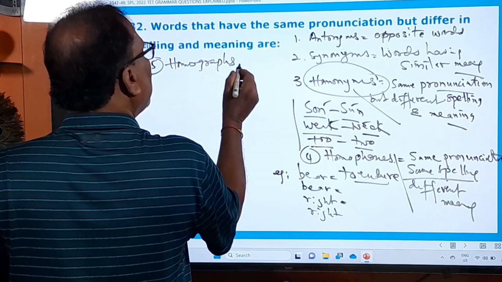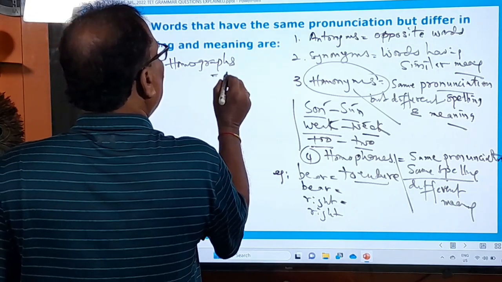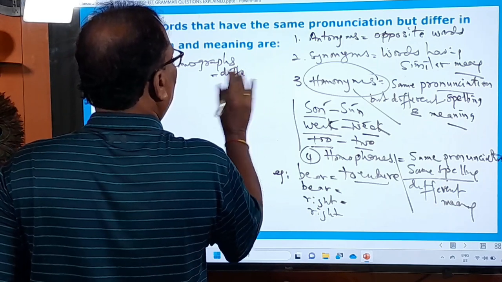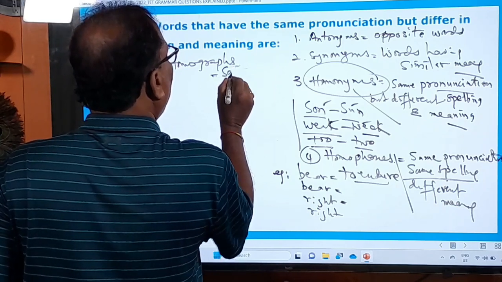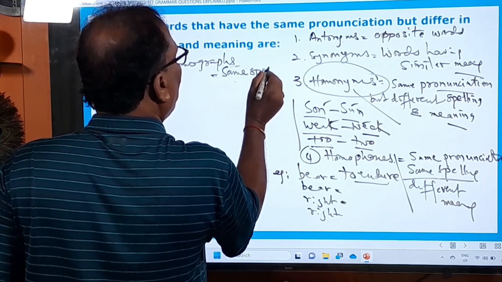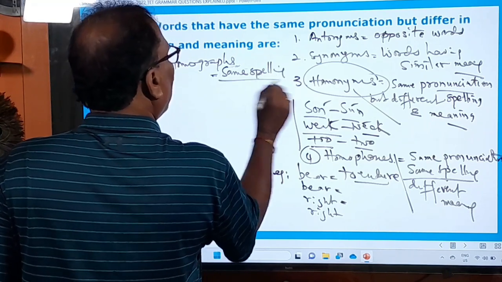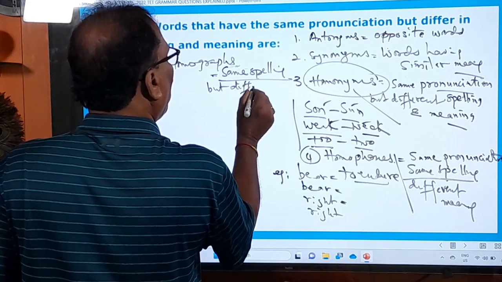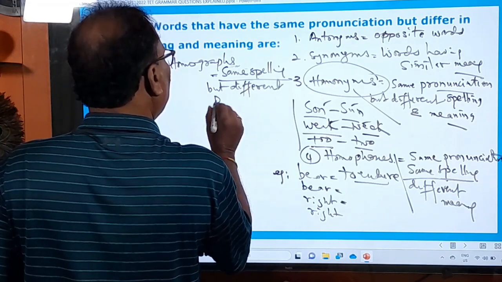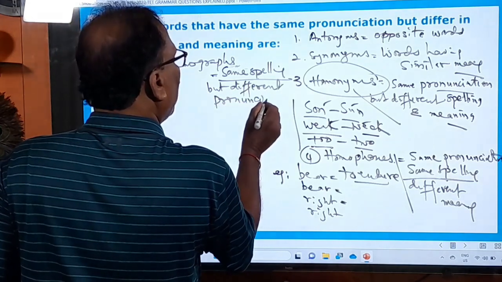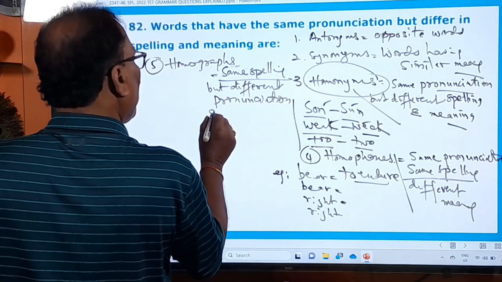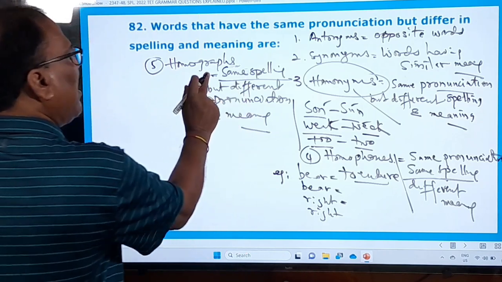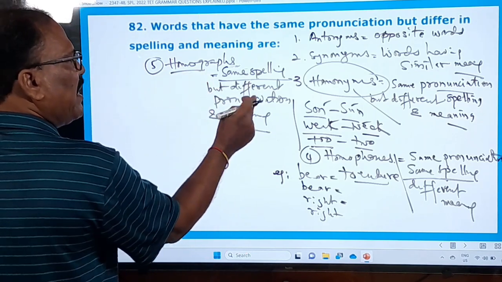Homographs means words having the same spelling, but different pronunciation and different meaning. So they will have the same spelling, but different pronunciation.